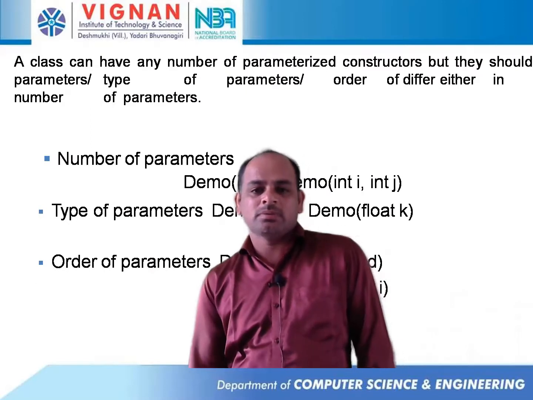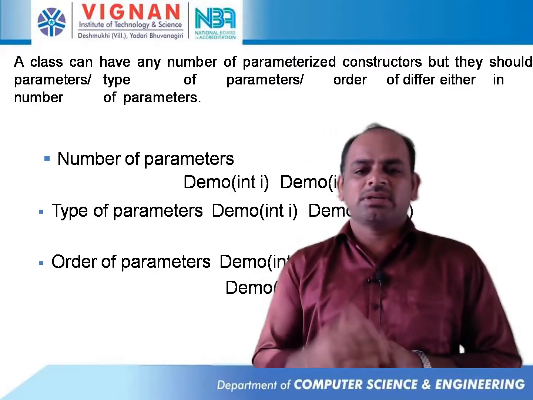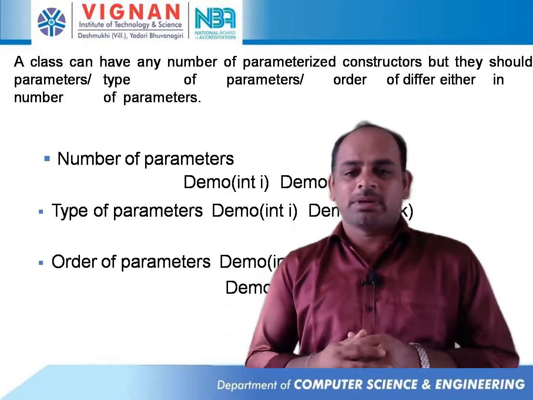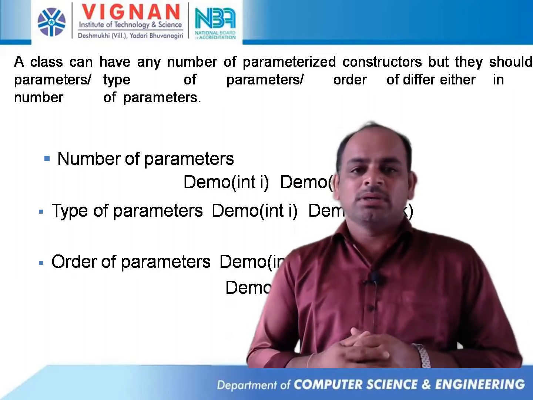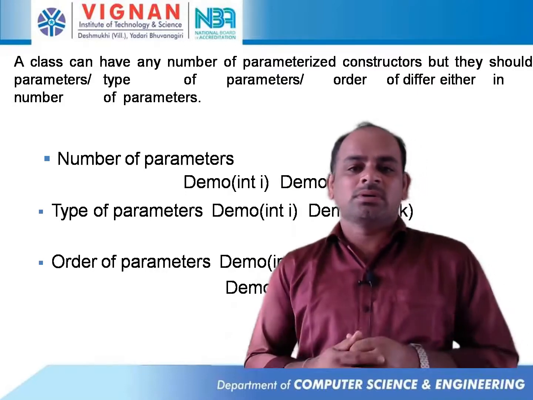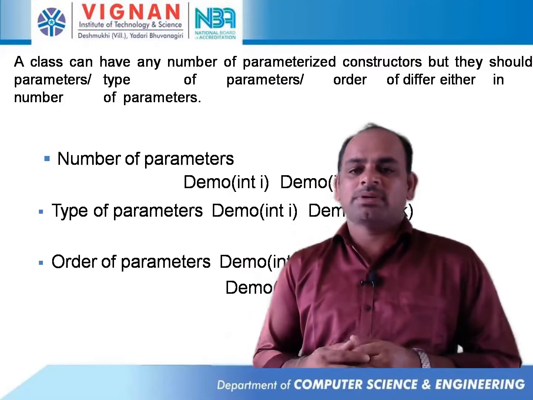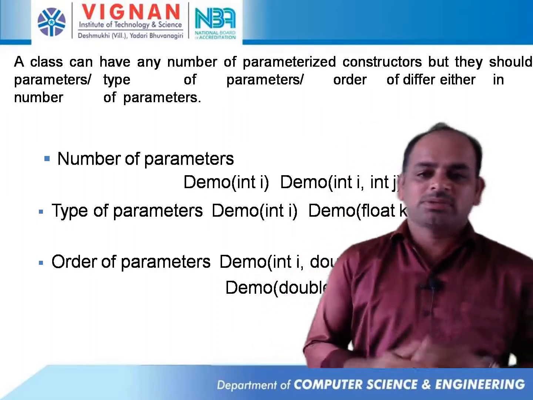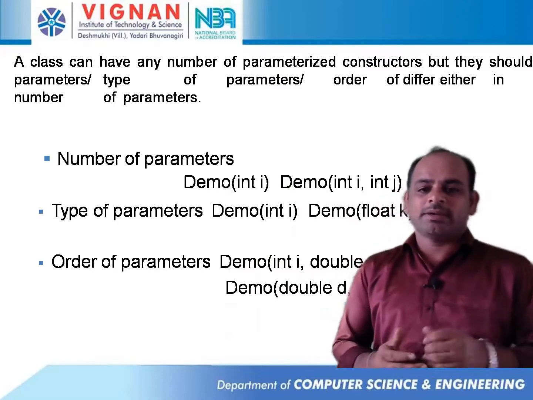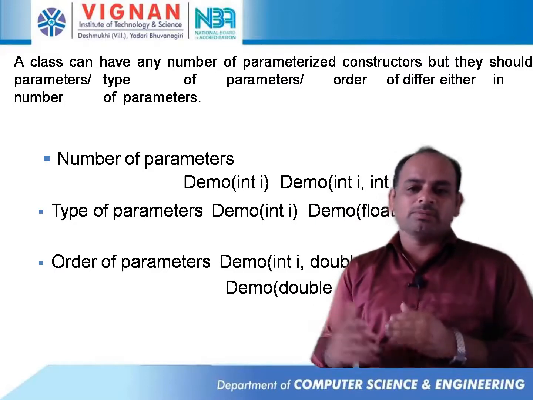Let us see how to differentiate the constructors. Basically, there are three factors which we need to consider: number of parameters, types of parameters, and order of parameters. A class can have any number of parameterized constructors, but they should differ in the number of parameters, types of parameters, or order of parameters. You can see in the first example, number of parameters: demo(int i) and demo(int i, int j). The first one has one parameter and the second has two parameters.